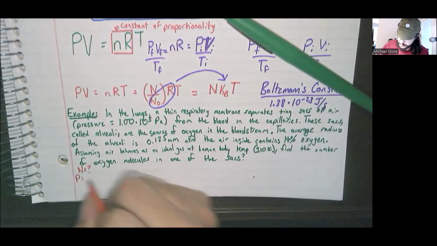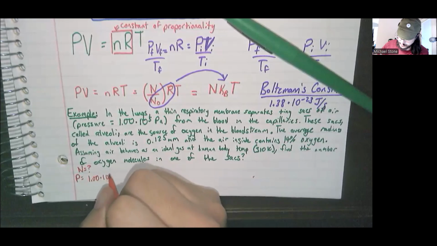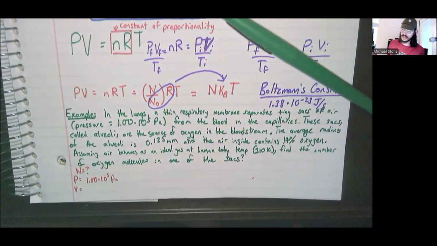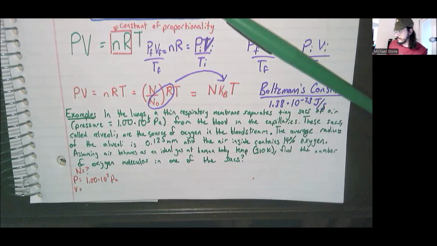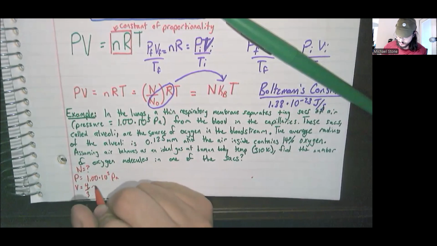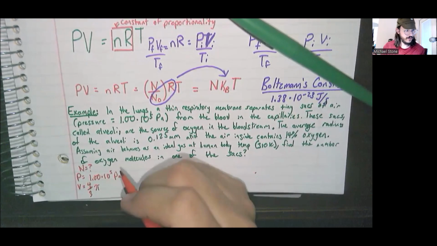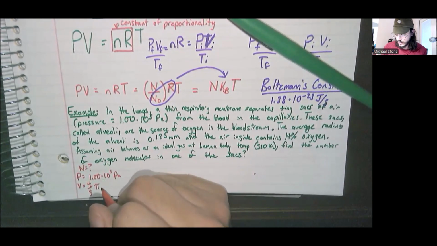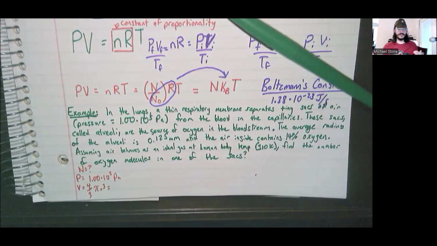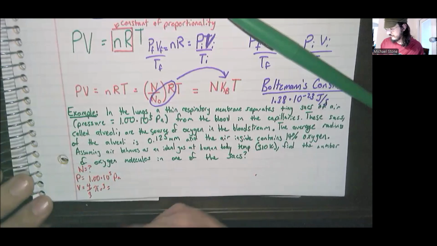Our pressure is 1.00 times 10 to the 5th Pascal. These sacs have a radius, but they are three-dimensional objects. What shape is that? It's a sphere. Personal trauma has forced me to memorize the volume of a sphere equation. However, if you don't have this memorized, the volume of a sphere is for some reason on your equation sheet.